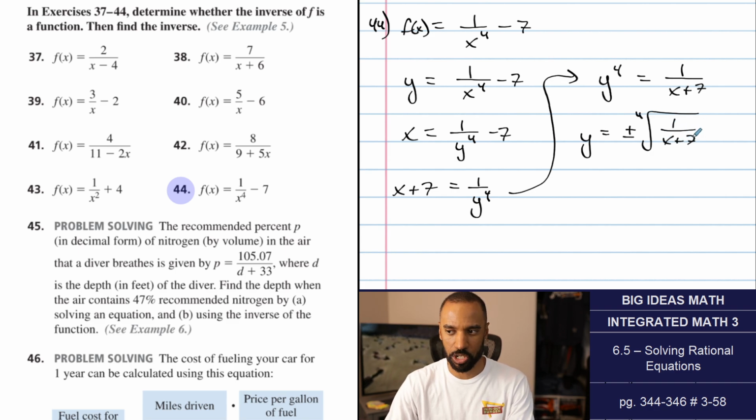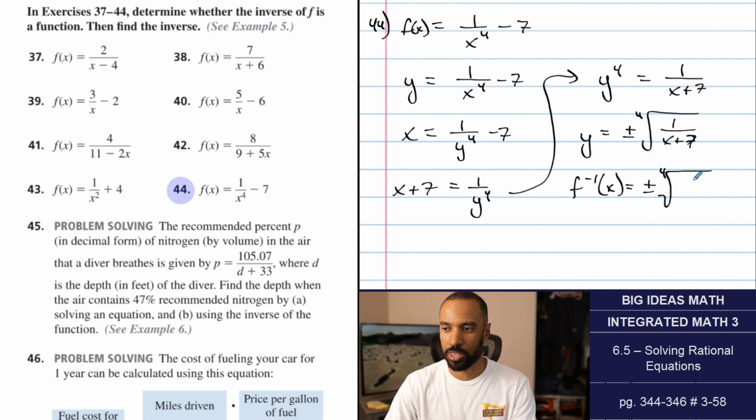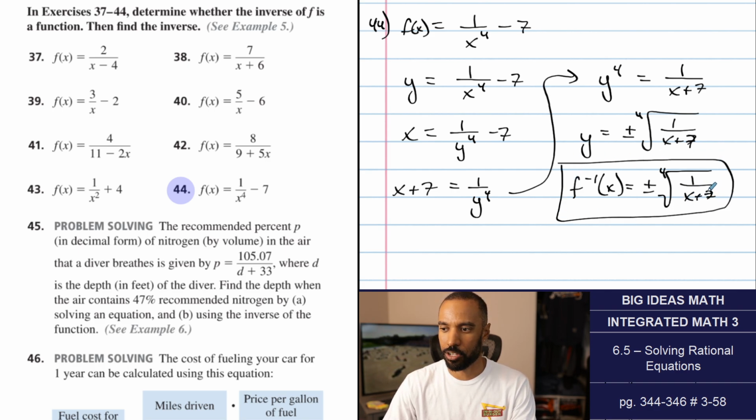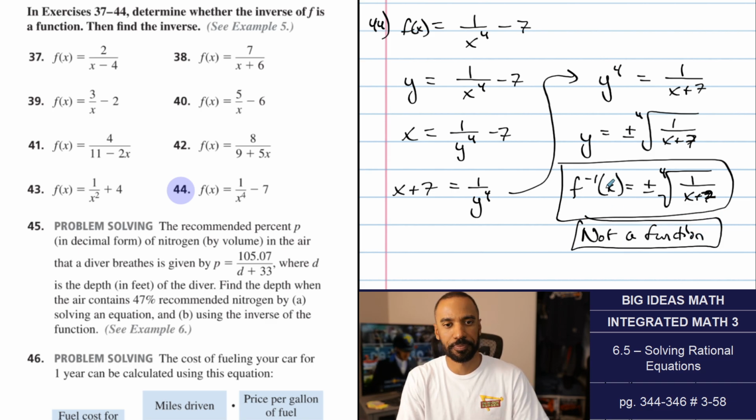Again, not intending on rationalizing that or anything like that. We'll just leave it like that. So the inverse of the function is not a function, but this is still its appearance. This is its inverse right there. Not a function due to the plus or minus action. And the plus or minus action happened because we took the even root of a value. So the last two were not functions.